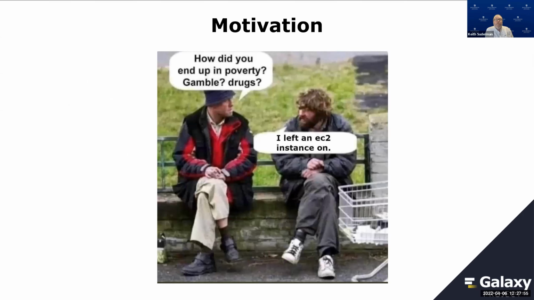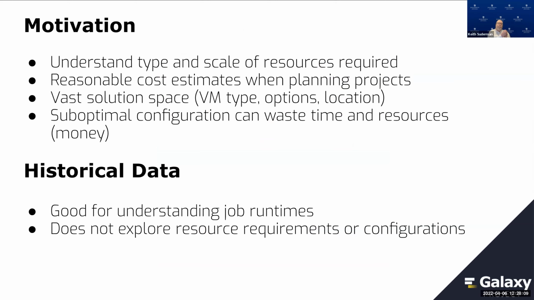So the big motivation for this is trying to understand the costs involved in running Galaxy on the various commercial cloud providers. Google, Amazon, and Microsoft with Azure all provide clusters that you can go and run, but we want to make sure that people are using these resources efficiently, that they understand the type and scale of the resources they're going to require, and have some reasonable understanding of the costs that are going to be involved.